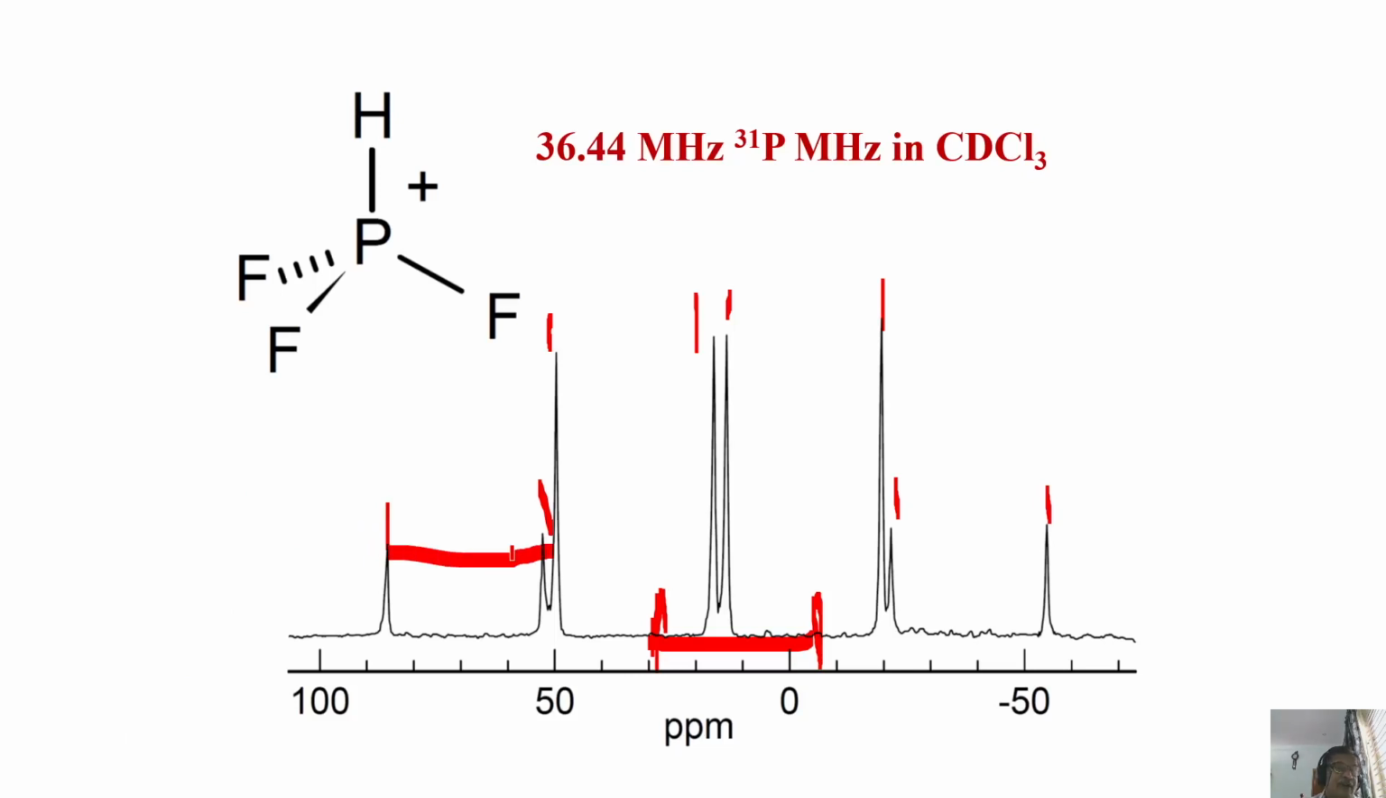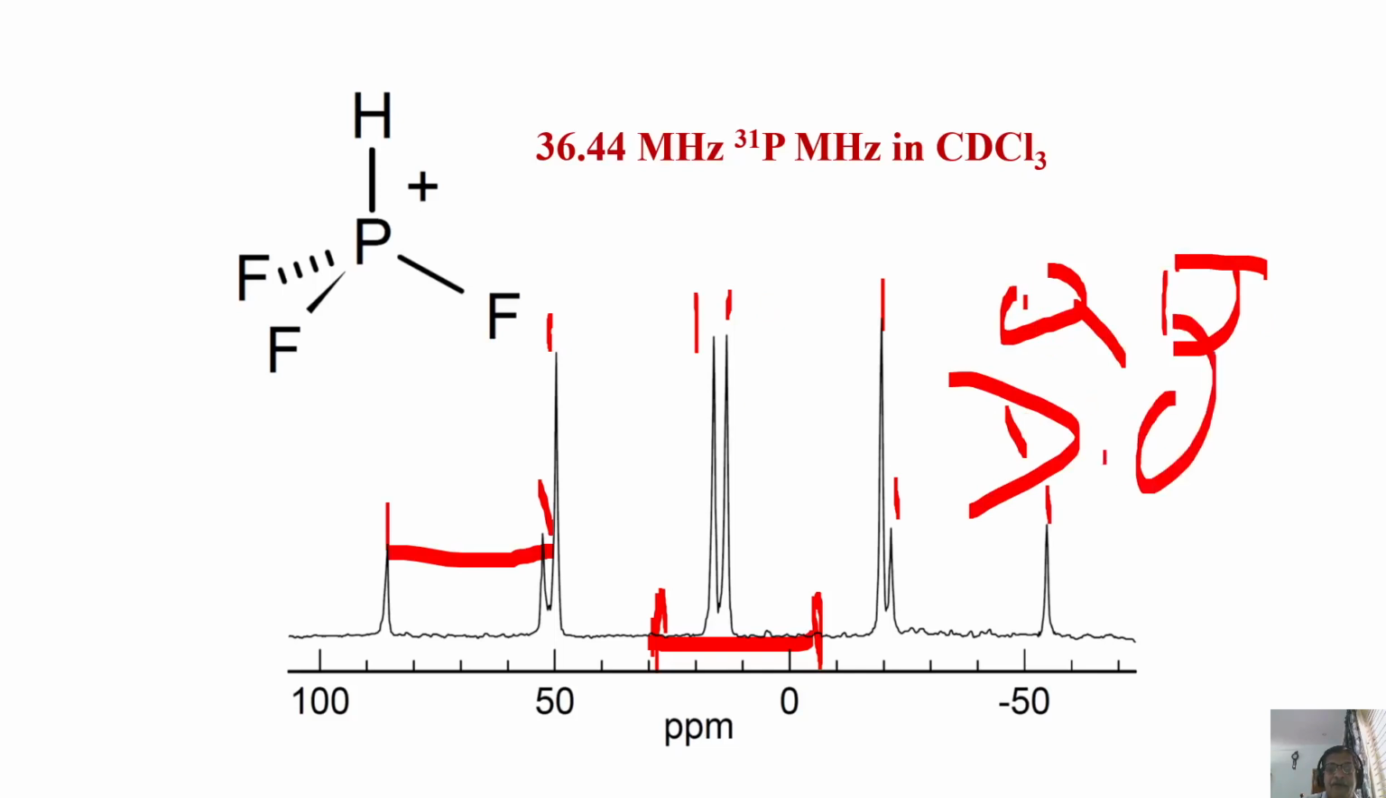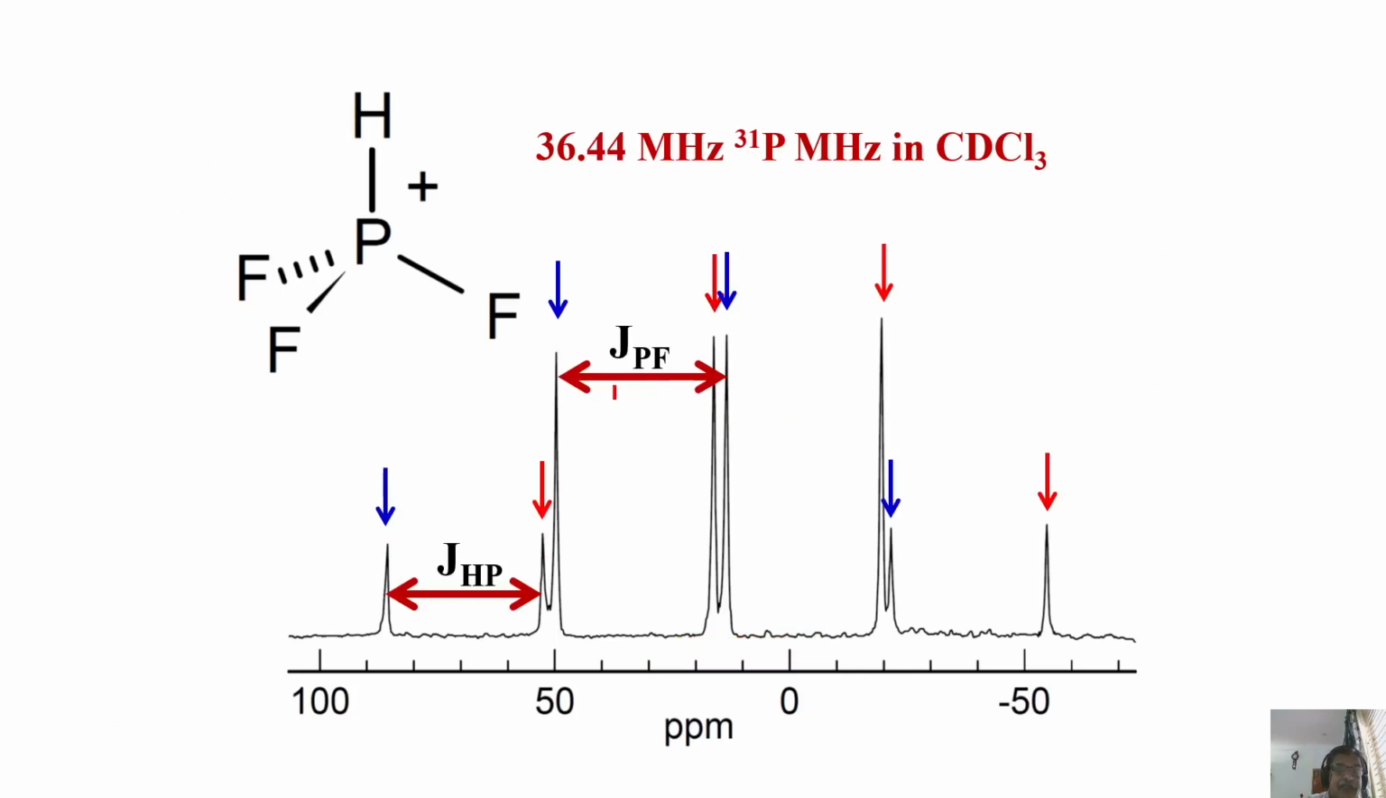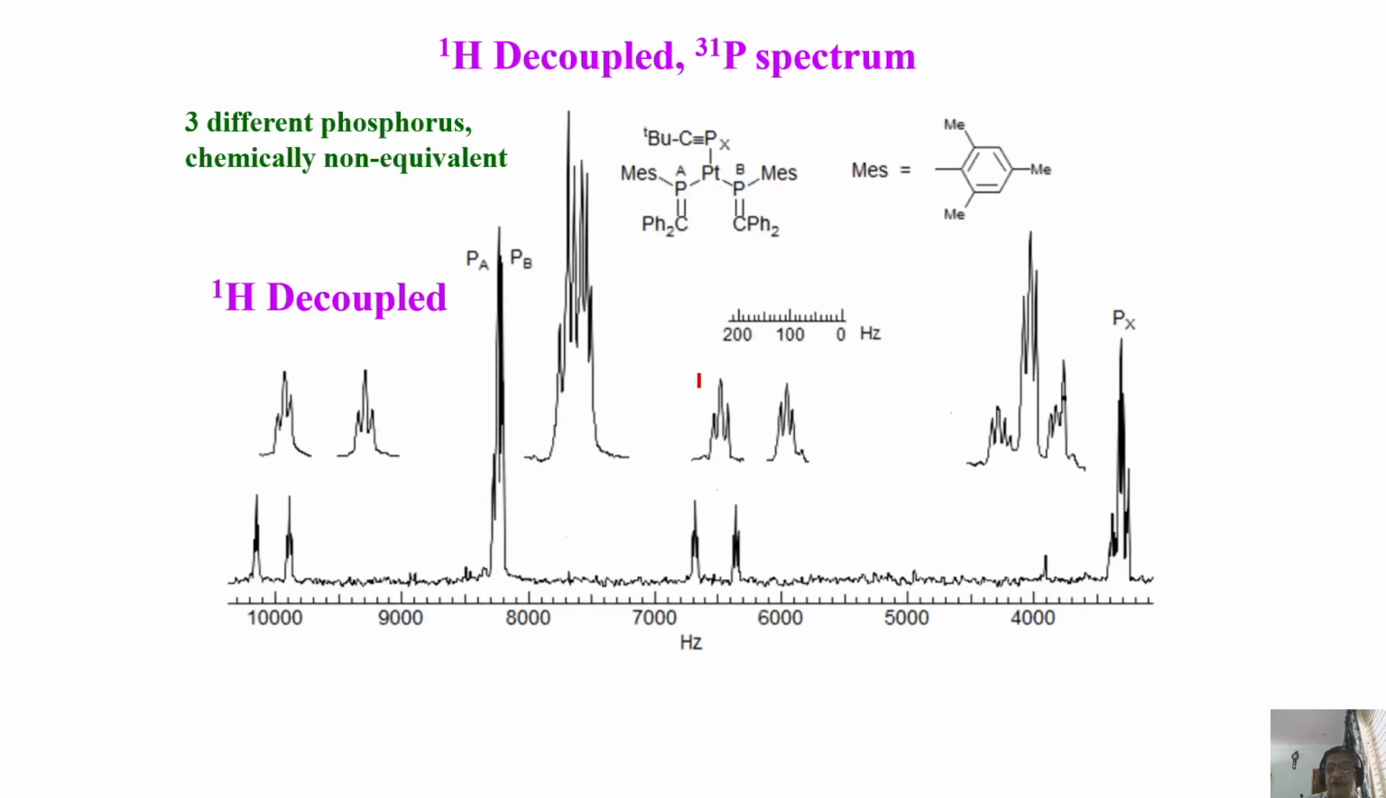Which is larger, we find out, because it looks like more or less they are coming equal. Depending upon whichever is larger, you call it quartet of doublets, or doublet of quartets. Okay, that's what you should understand. This is one quartet, this is another quartet. This is JPF, this is JHP. Looks like that JPF is larger than JHP. As a consequence, it is a quartet of doublets.